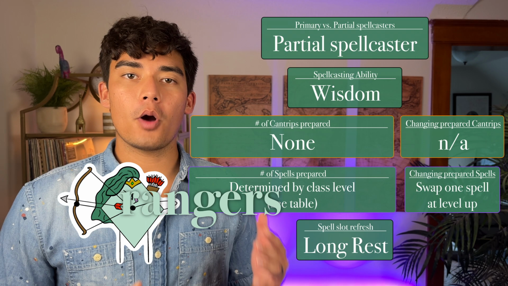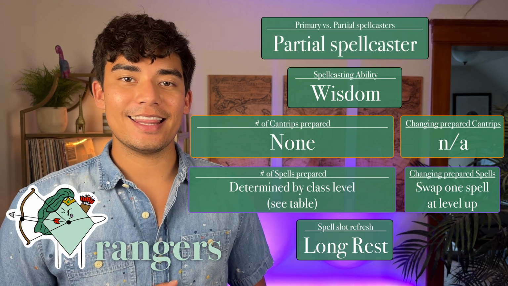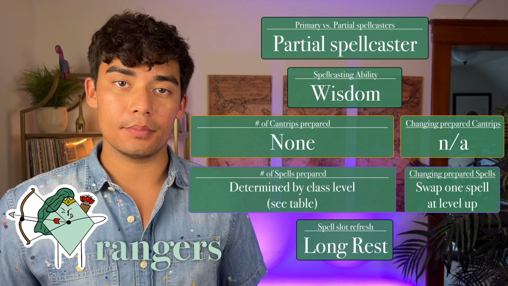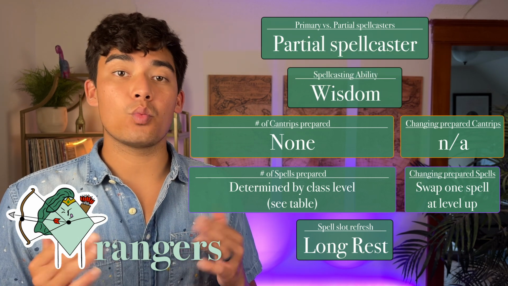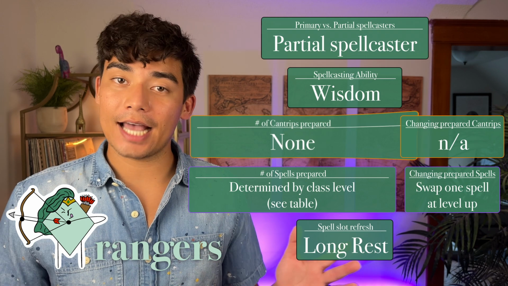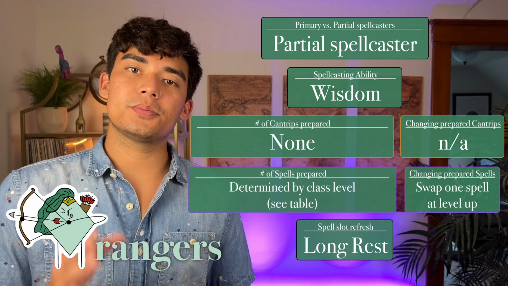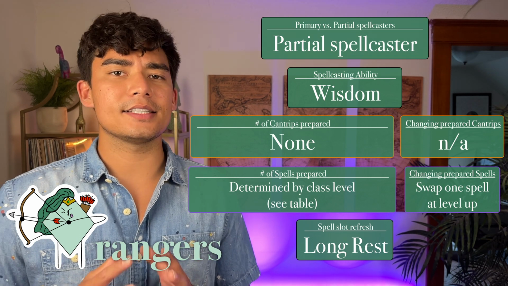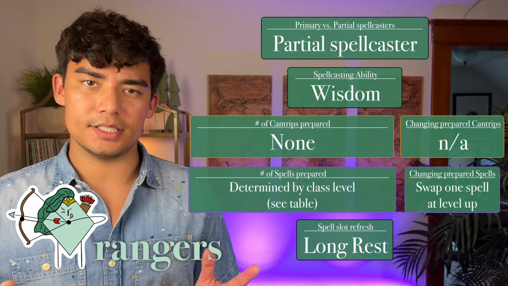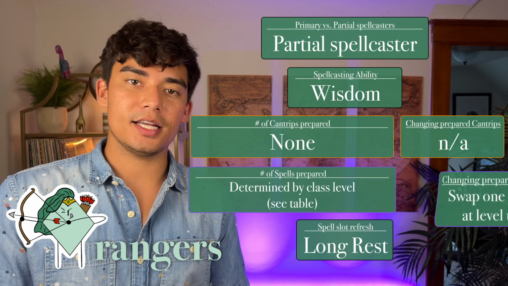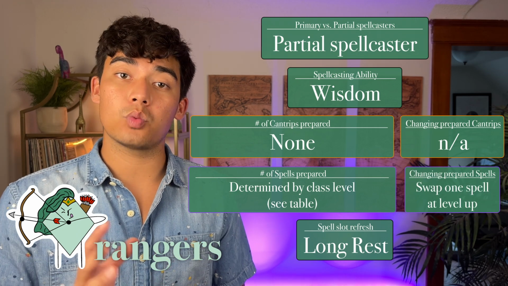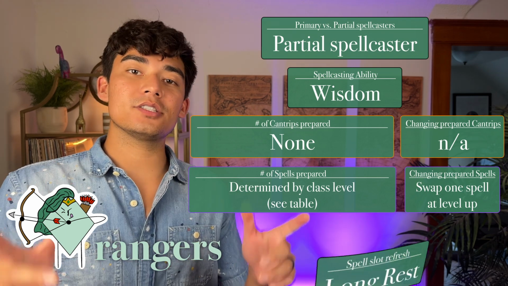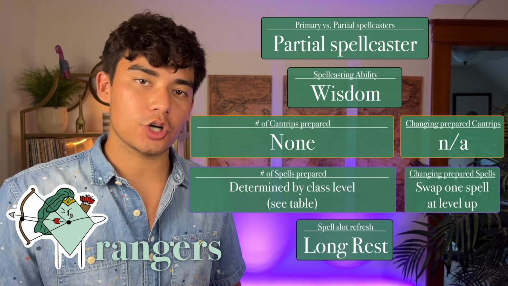Rangers. Rangers are partial spellcasters, meaning they get access to level 1 through 5 spell slots as they level up. Their spellcasting modifier is Wisdom, and Rangers don't get access to any cantrips. The number of spells they can prepare is determined by their class level. Search the Rangers class table on D&D Beyond for more specifics. When it comes to changing your prepared spells, you will be able to swap one spell every time your character levels up. Their spell slots also refresh after a long rest.